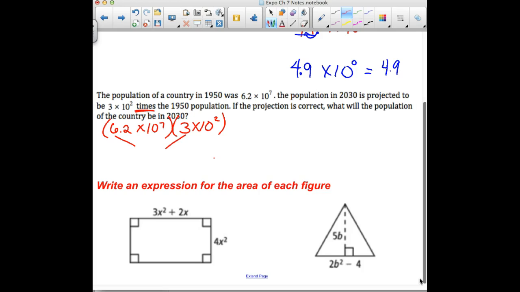We want to take 6.2 times 3. That gives us 18.6. And then we want to combine our tens. We have 7 in the first and 2 in the second, so that's 10 to the ninth. But again, we aren't in proper scientific notation. Our decimal point needs to move to there. So we want this as 1.86.